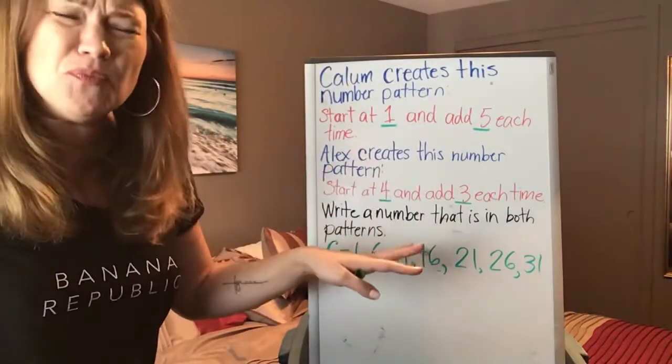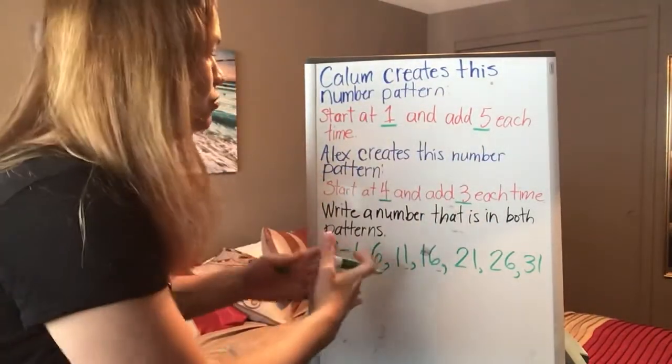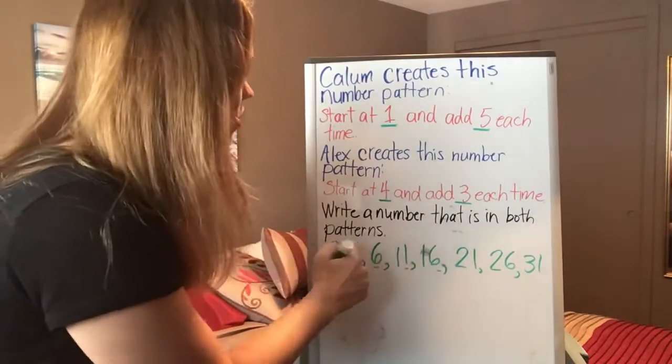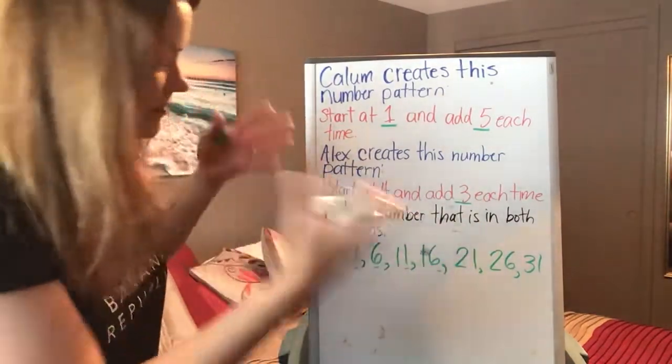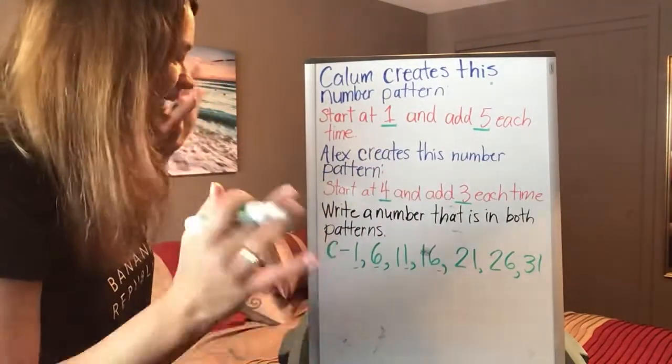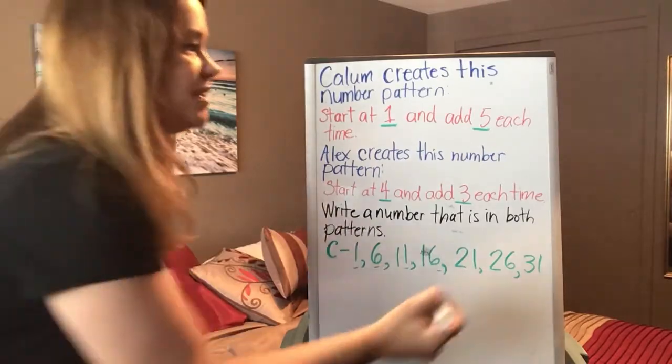So you don't want to go on and on and on with your pattern here. You want to just do several like this. So I did 1, 2, 3, 4, 5, 6. I've got about 7 there. So I've got exactly 7 actually. So now I'm going to think about Alex's pattern, because I want to find a number that's in both.